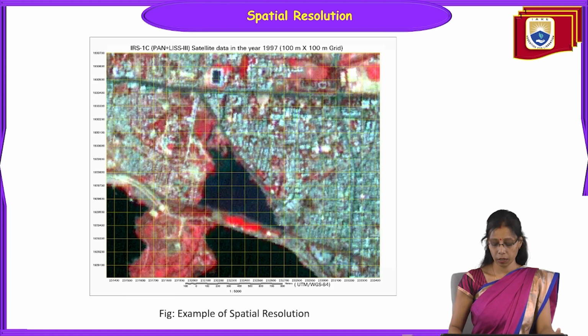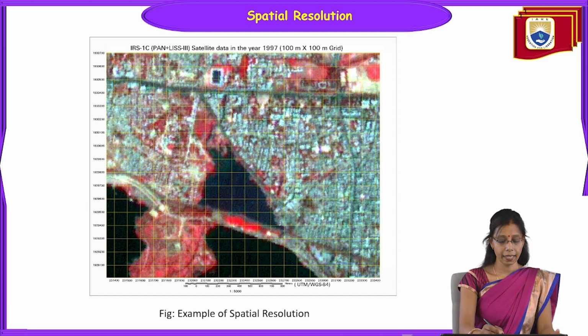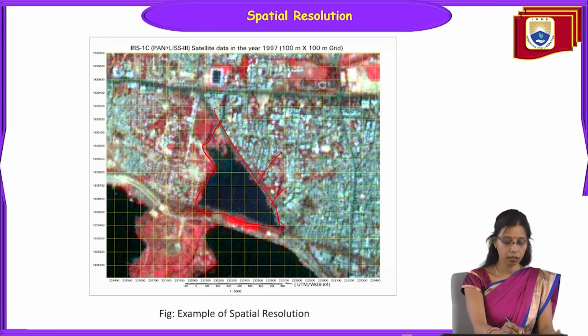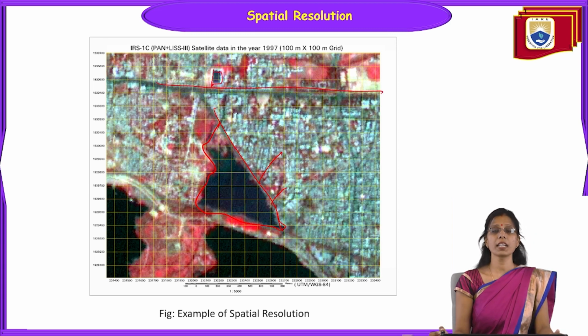Now next image in 1997, the clarity has been improved. So here we can see it's a residential area. This is the residential area. This is the water body. This is the road going over here. This is the water tank here. So some more details we are able to identify in the year 1997.